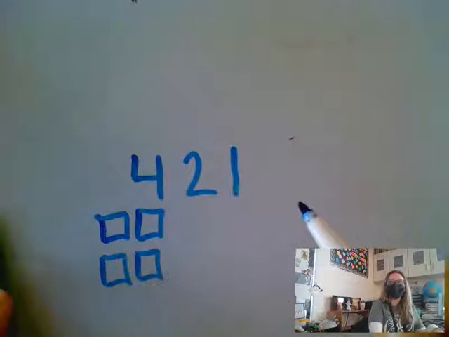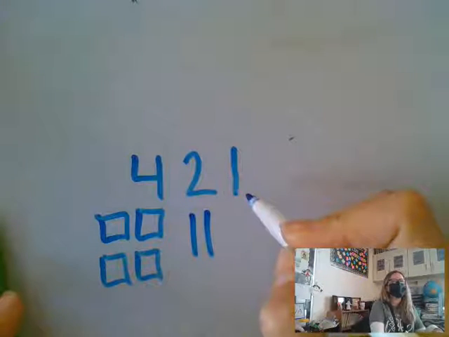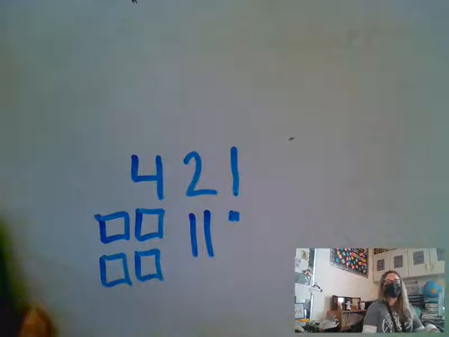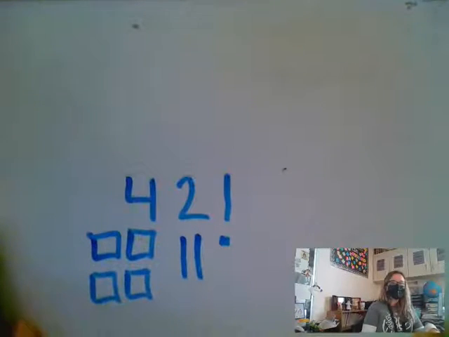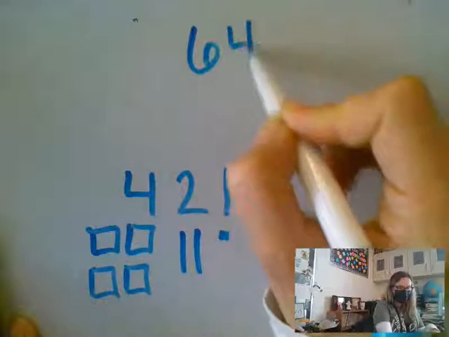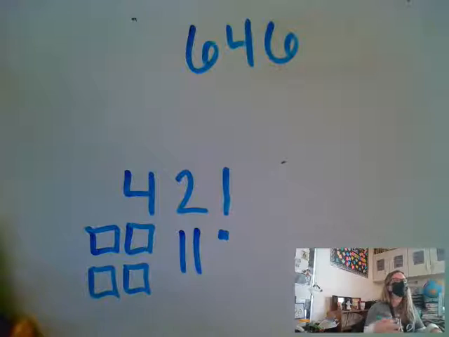10. Noah? 10. 2 tens. And then how many ones? Connor? 1. Just 1. Okay, let's try another one up here. What if I had 646? What does that mean?